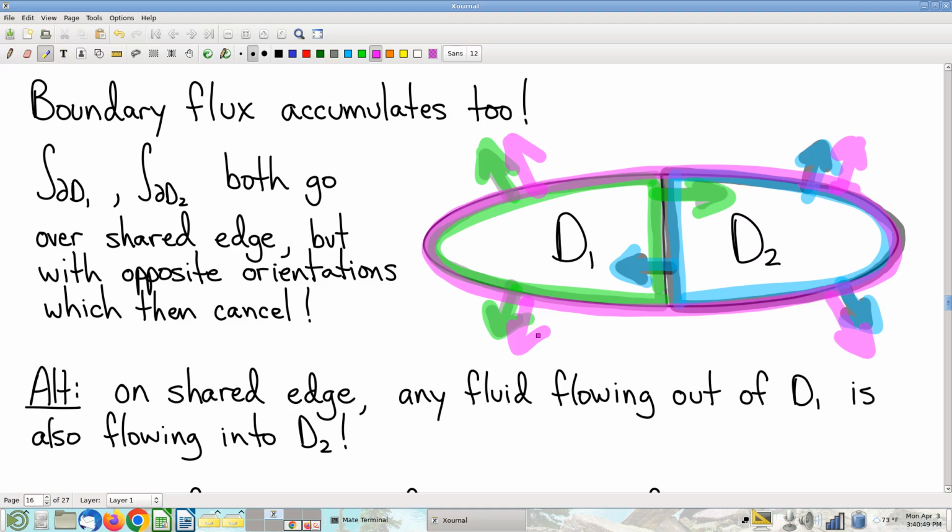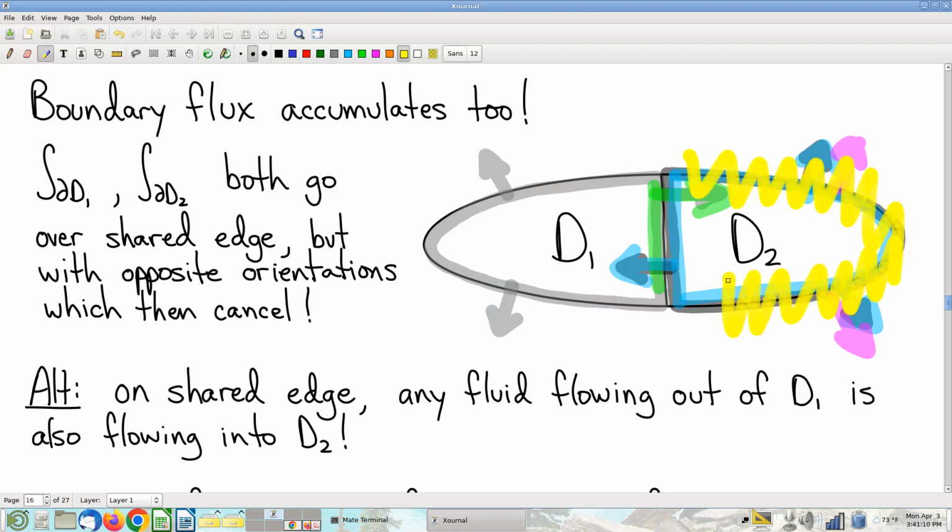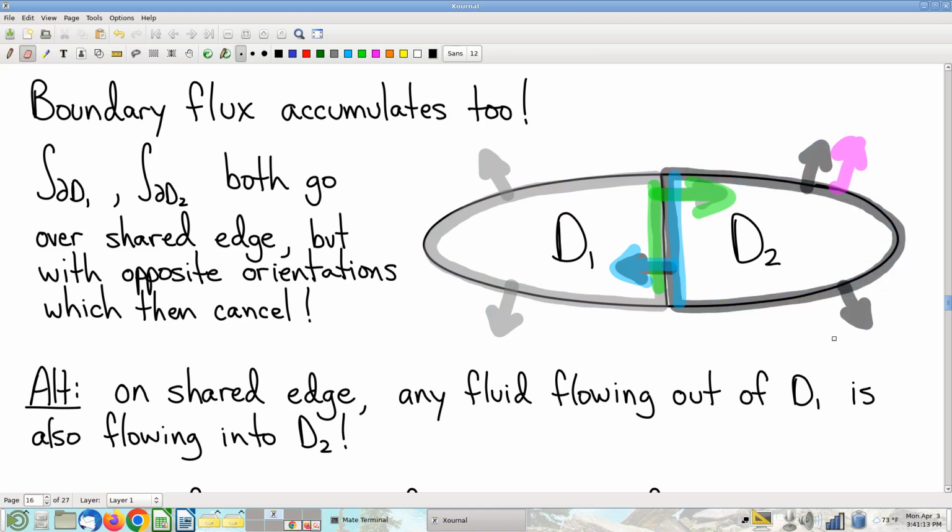Well, got a lot in common, right? All of these exterior edges, it's all the same. Green is the same as purple along in here, so they cancel. Blue is the same as purple along in there, so all of that cancels. The only thing that doesn't cancel immediately is this business here. This right here is the difference. This is the problem. This is the impediment to claiming that boundary flux is an accumulating quantity.